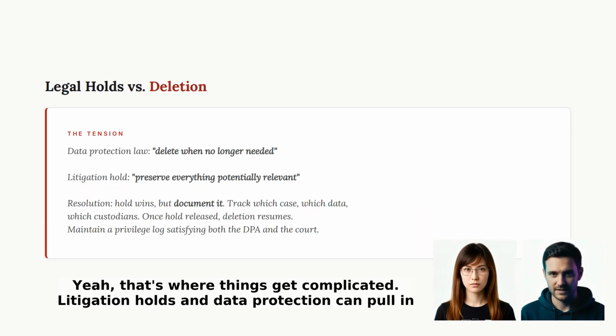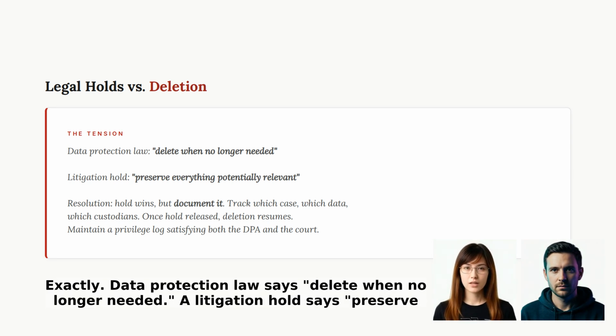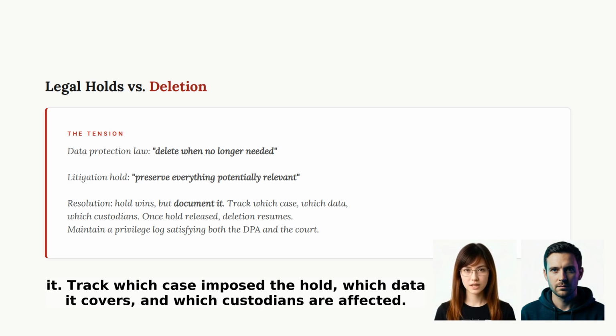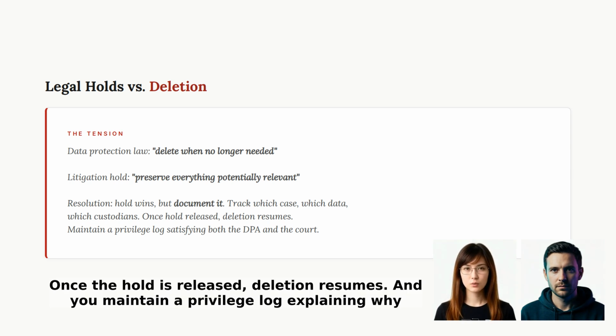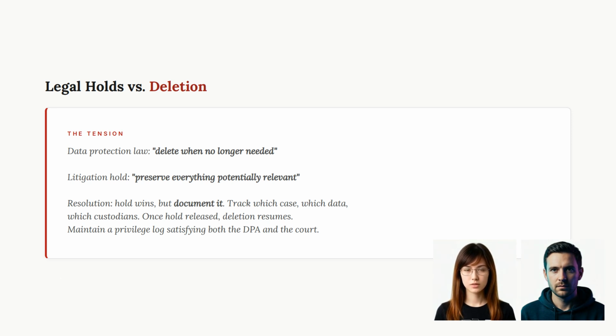Yeah, that's where things get complicated. Litigation holds and data protection can pull in opposite directions. Exactly. Data protection law says, delete when no longer needed. A litigation hold says, preserve everything potentially relevant. When these conflict, the hold wins, but you need to document it. Track which case imposed the hold, which data it covers, and which custodians are affected. Once the hold is released, deletion resumes. And you maintain a privilege log explaining why specific data was retained. That satisfies both the Data Protection Authority and the court.